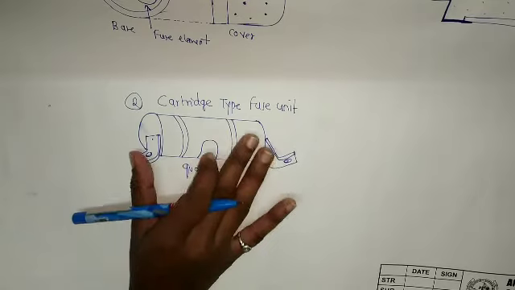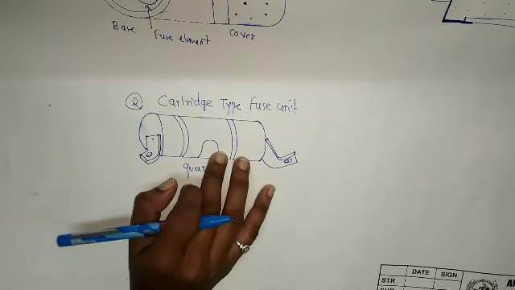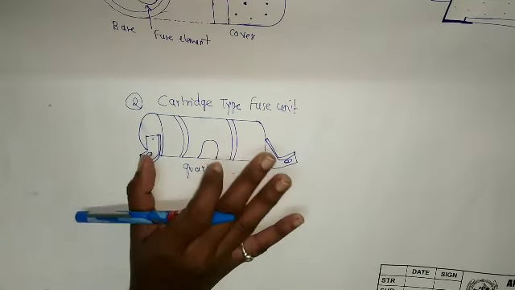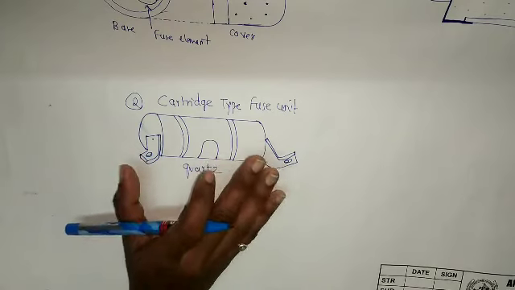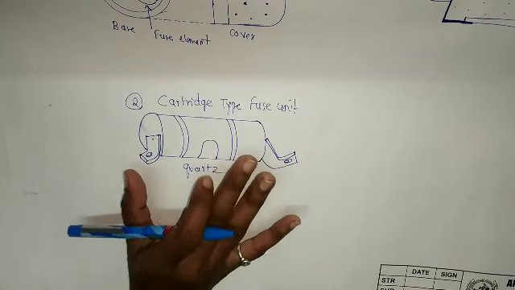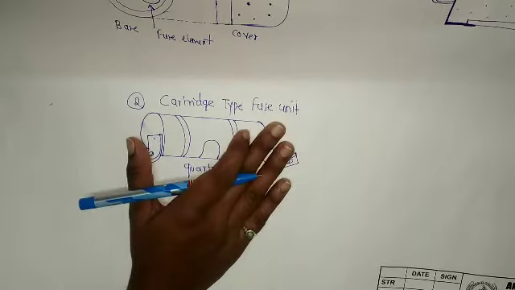And in normal condition, there is some index circle provided here. In normal condition, it is clear. But whenever the fuse goes, then it becomes dark. So this is about the cartridge type fuse unit.